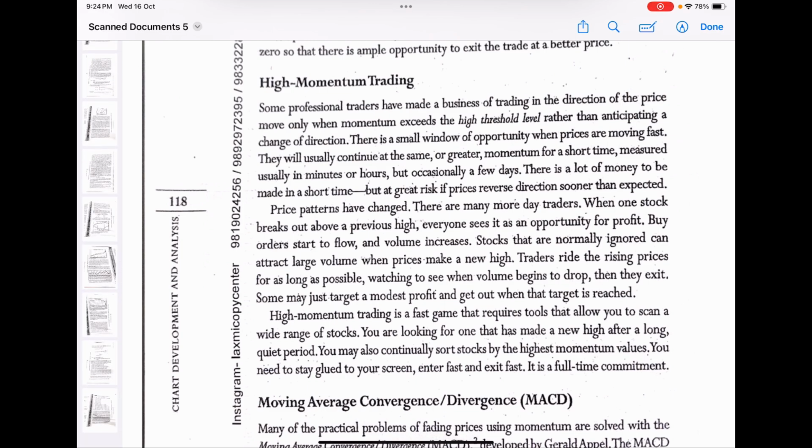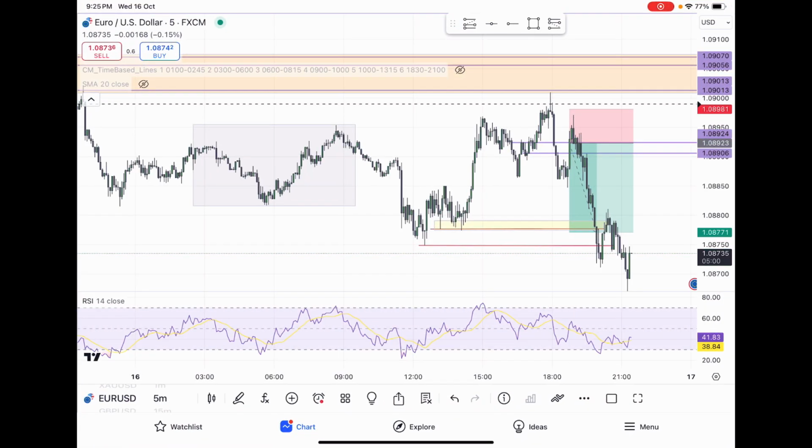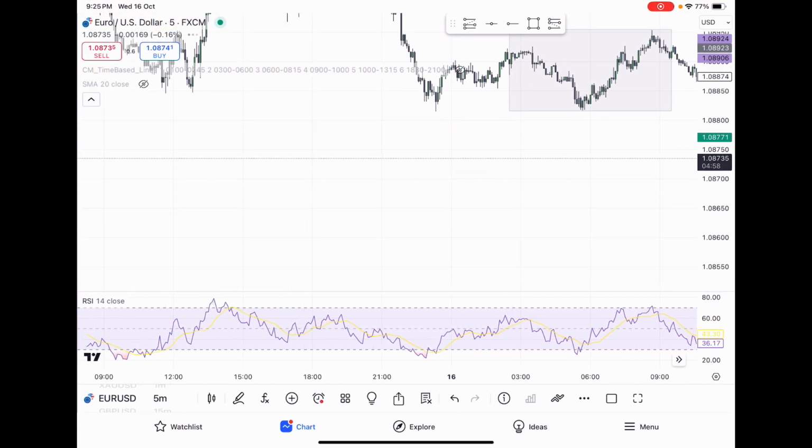High momentum trading. Some professional traders have made a business of trading in the direction of the price move only when the momentum exceeds the high threshold level, rather than anticipating a change of direction. Just because the momentum is extremely high, that doesn't mean it reverses. Sometimes, when the trend is so strong and the momentum is so high, the momentum keeps continuing for a long period of time. So you cannot just assume that because the momentum is extremely high, it's going to reverse. That's not how it works. Even if you look at examples, I can show you how that is.